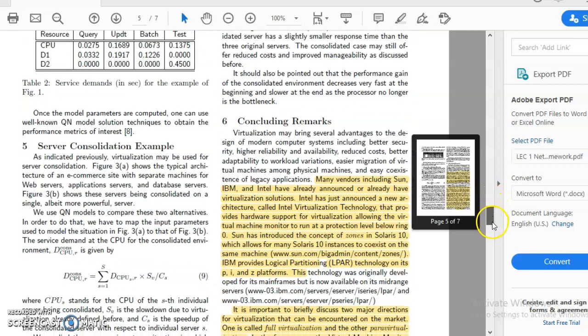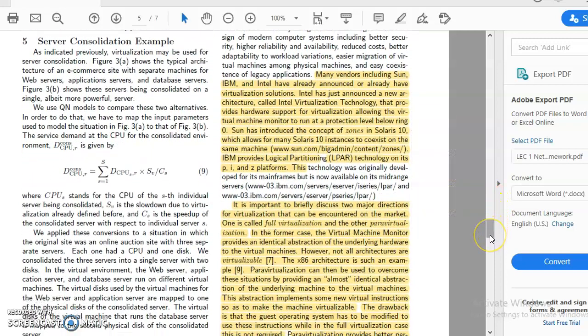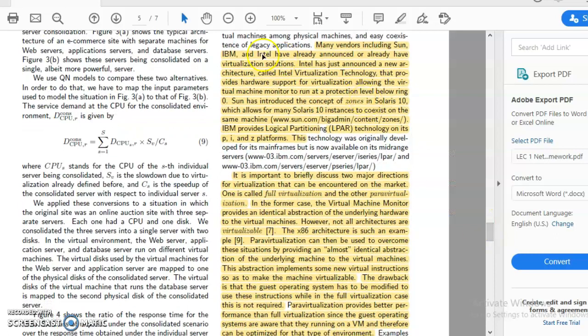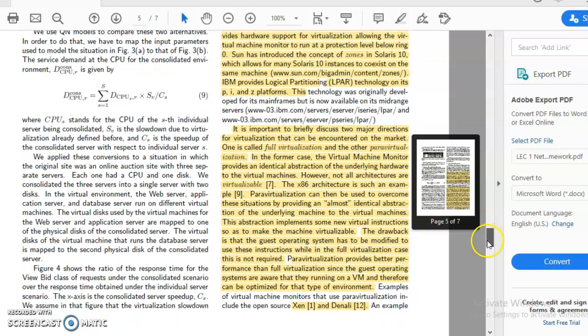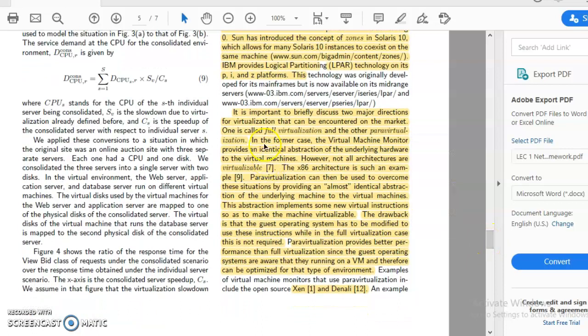And the last thing, the concluding remarks. The concluding remarks say that many vendors like Sun, IBM, Intel have started developing virtualized solutions. Intel has just announced an architecture known as Intel Virtualization Technology that provides hardware support for virtualization. And Sun has introduced the concept of zones in Solaris 10, which allows many Solaris 10 instances to coexist on the same machine. It is important to briefly discuss two major directions for virtualization that can be encountered in the market: one is full virtualization and another is para virtualization.